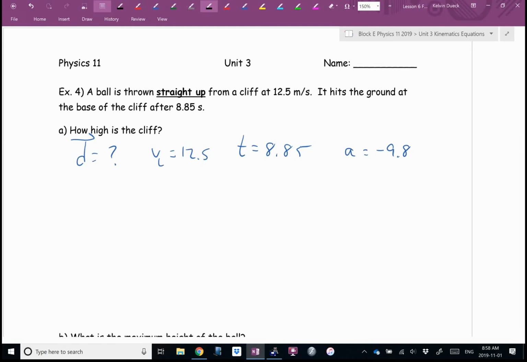I apologize. Did you say VF? Do I know VF? Try again. And again, this is how I do these as well. I can't use anything with a VF in it because I don't know it. You spotted it. VIT plus 1/2 AT squared. And normally I would say get the D by itself, but lo and behold, it already is.